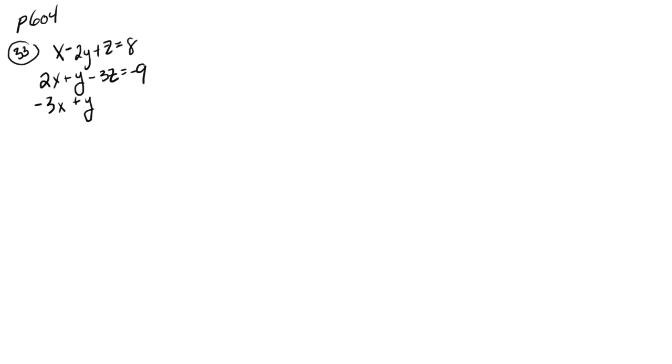So this is page 604 in our textbook. This is the question that I mentioned in class yesterday, 33. I actually even gave you the answers. So x minus 2y plus z equals 8, 2x plus y minus 3z equals negative 9, and negative 3x plus y plus 3z equals 5.